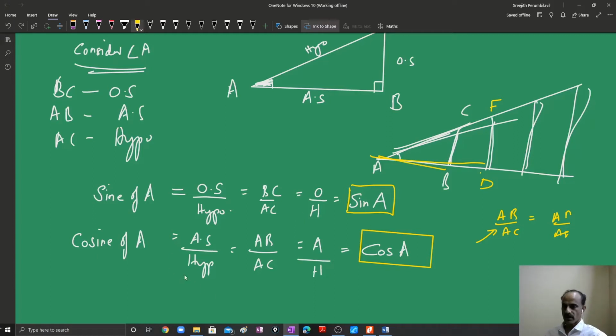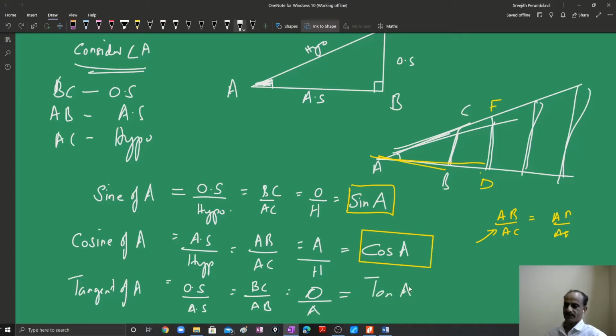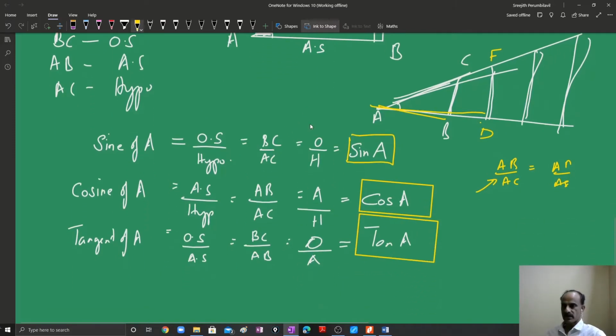Now we go for the next ratio. The next ratio is opposite side by adjacent side. Opposite side is BC, adjacent side is AB. Opposite side by adjacent side, we call it tangent of A, or in short tan A.